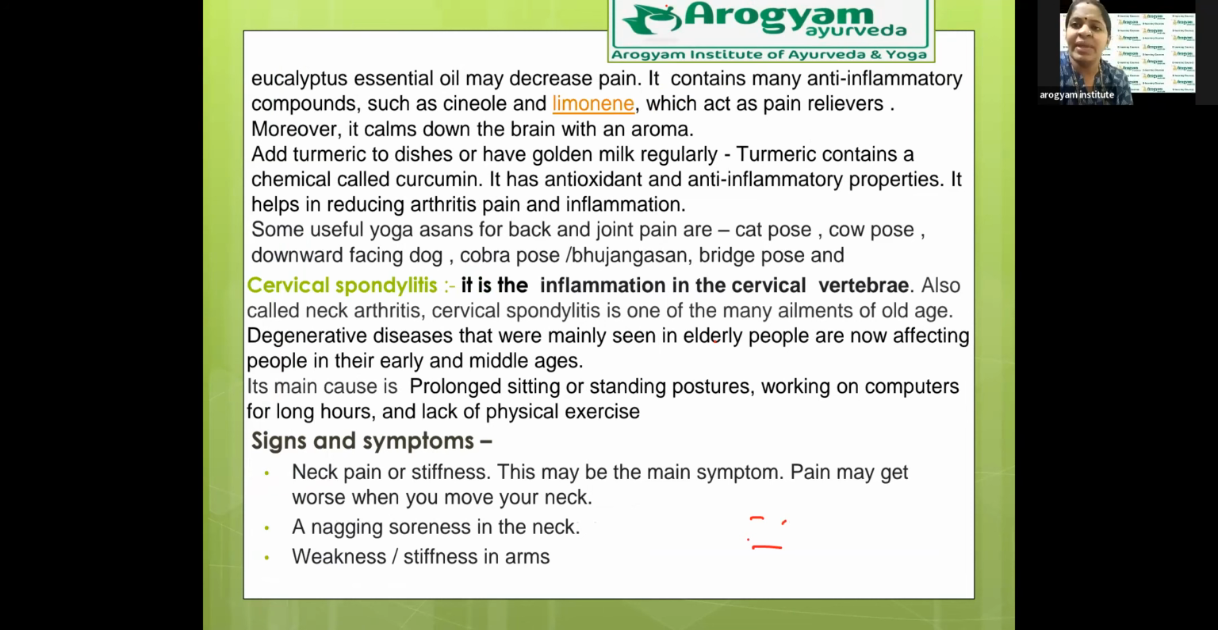Eucalyptus essential oil may decrease pain. It contains many anti-inflammatory compounds such as cineol and limonene, which act as pain relievers. Moreover, it calms down the brain with an aroma, right? So aromatic oils are very helpful in tackling this joint pain.